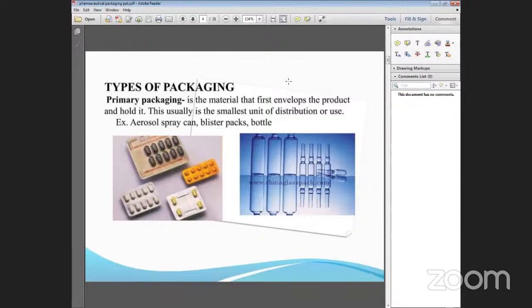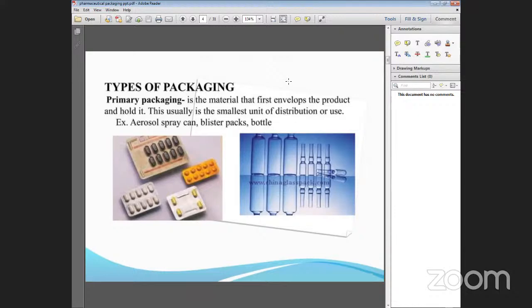That means the drug or the medicine that has been prepared must be packed in such a system that they directly get contact with it. Suppose a syrup that has been prepared by a pharmacist has to be packed in a primary container.